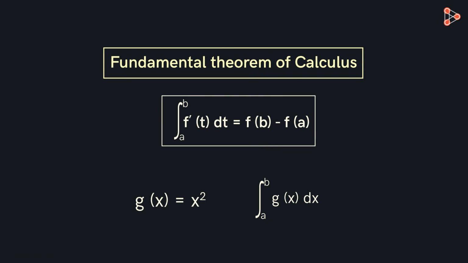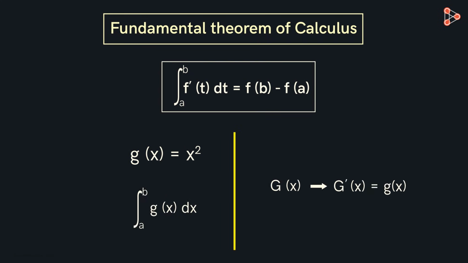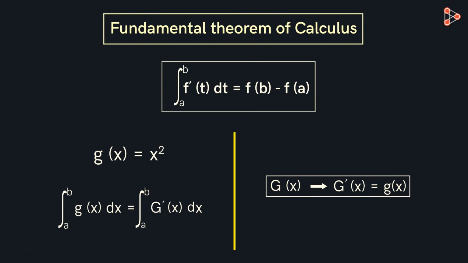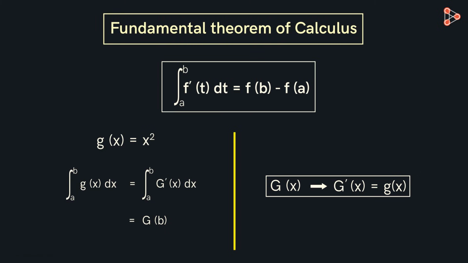Suppose we find a function capital G of x such that its derivative is equal to the function g of x. Since the derivative of capital G of x is equal to g of x, we can see that the integral of this function will be equal to this integral. Now notice that we can apply this result here. We will get the integral of g of x to be equal to capital G of b minus capital G of a.